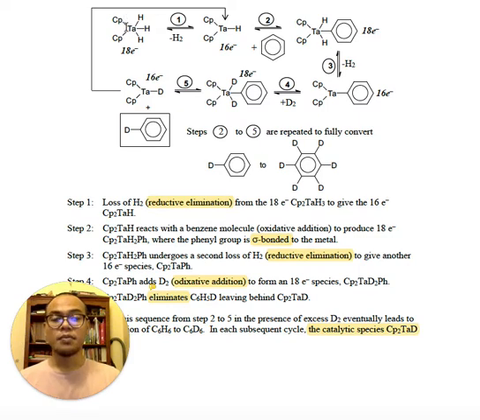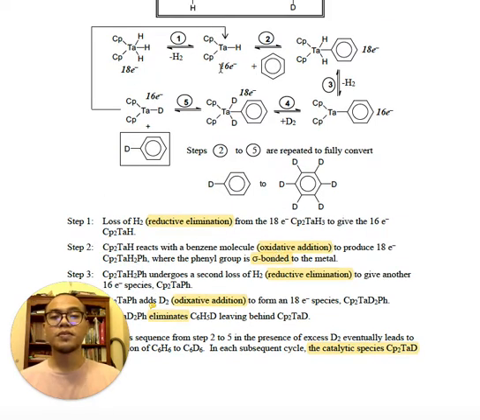periodic table. The second one would be the complex. This is your catalyst reacting with a benzene molecule, and this is called oxidative addition. Why is it called oxidative addition? Because from 16 electrons it has now become 18 electrons. So there is an increase in oxidation number. So that's why we name it oxidative addition. And bear in mind the bond between benzene and the metal is called a sigma bond.